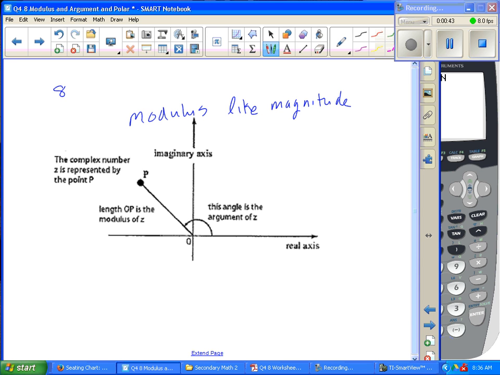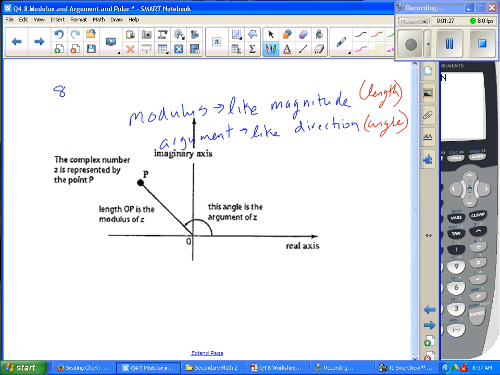And then the argument, like with vectors, the argument is like the direction. So magnitude let us know the length, and the direction was the angle measure from the positive x-axis. Okay, so it really ties into vectors. We find the argument and the modulus the exact same way you would have found them last year with vectors, the way you found the magnitude and the direction. But now we're calling it modulus and argument.